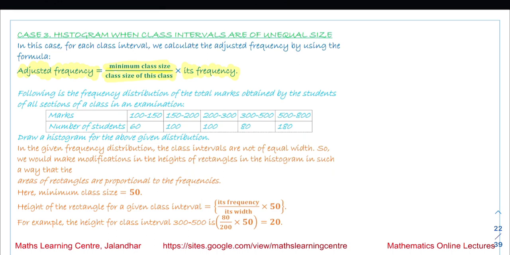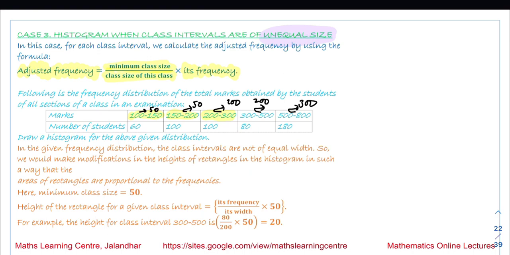Suppose we are talking about the following frequency distribution of total marks obtained by the students of all sections of a class in an examination. The intervals are 100 to 150, 150 to 200, then 200 to 300. If we look at the class intervals, in this one it is 200 minus 150, which is 50. Over here the class interval is 100, over here it is 200, and over here it is 300. So the class intervals are of unequal size.